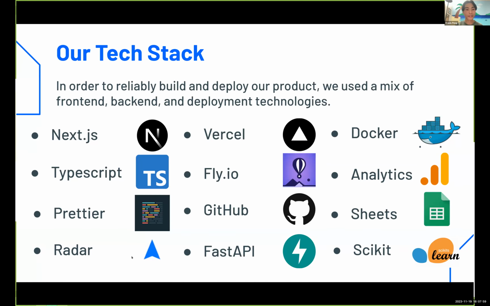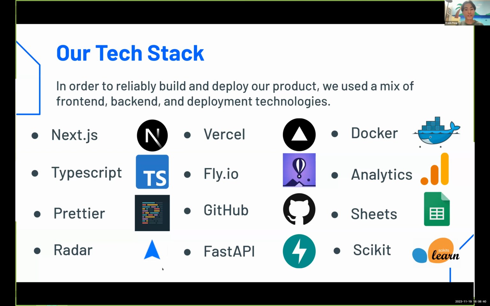All right, so for the front end, we chose to use Next.js. Next.js is a reliable and well-built open source framework for React. We use TypeScript for type safety and to help catch errors in the deployment process. For code formatting, we use Prettier, and as will be shown in the demo, we use Radar Maps API to show the map. For front-end hosting, we used Vercel, and for the backend deployment, we used Fly.io.